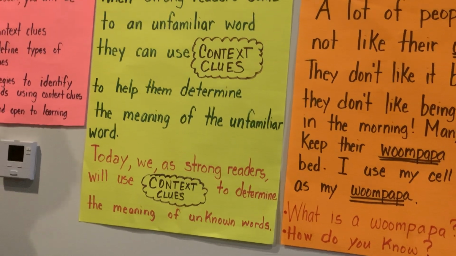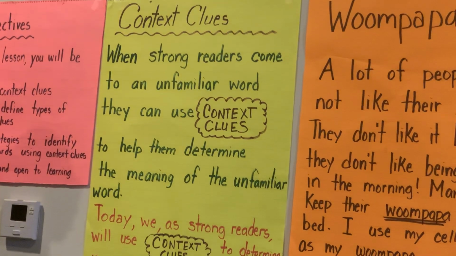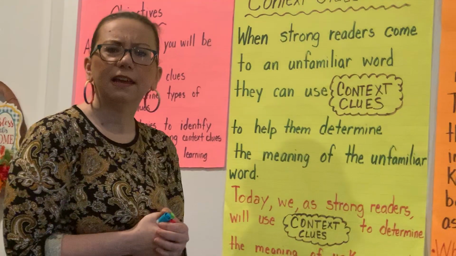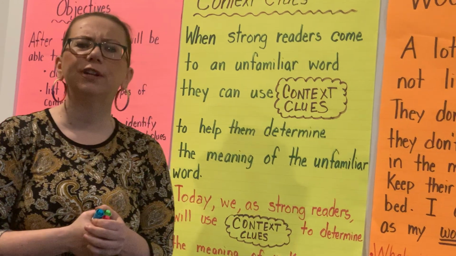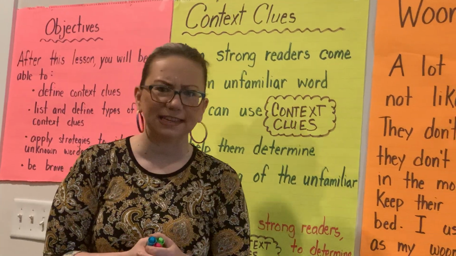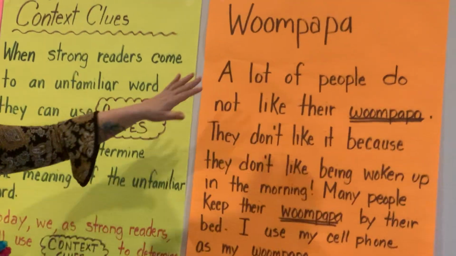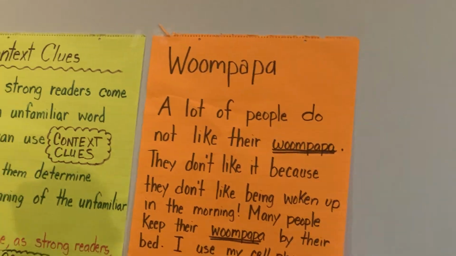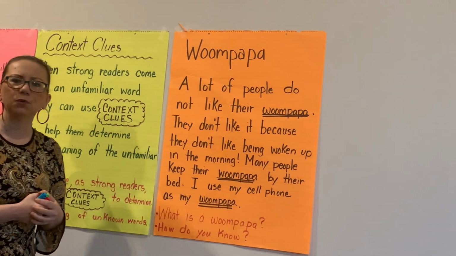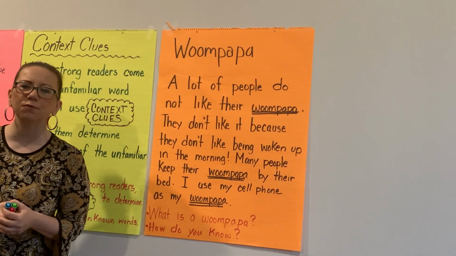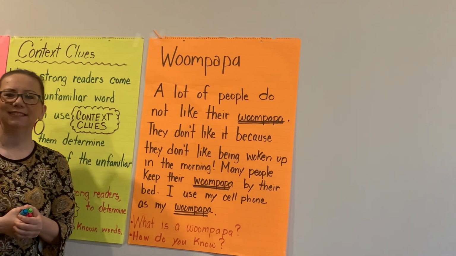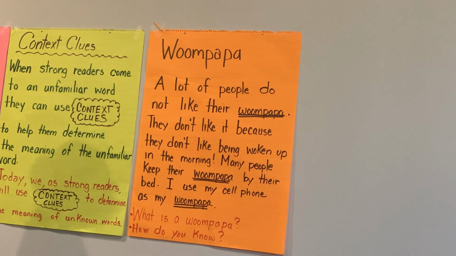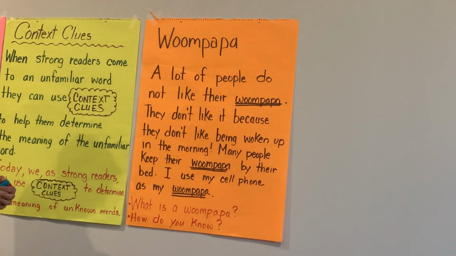So at this time, we're going to practice. And we're going to practice with a nonsense word. A nonsense word is a word that does not exist. So we're going to start with the word woompapa. Everyone say woompapa. It sounds so funny. Woompapa. Say it again. Woompapa. Awesome. Sounds so funny when you say it.